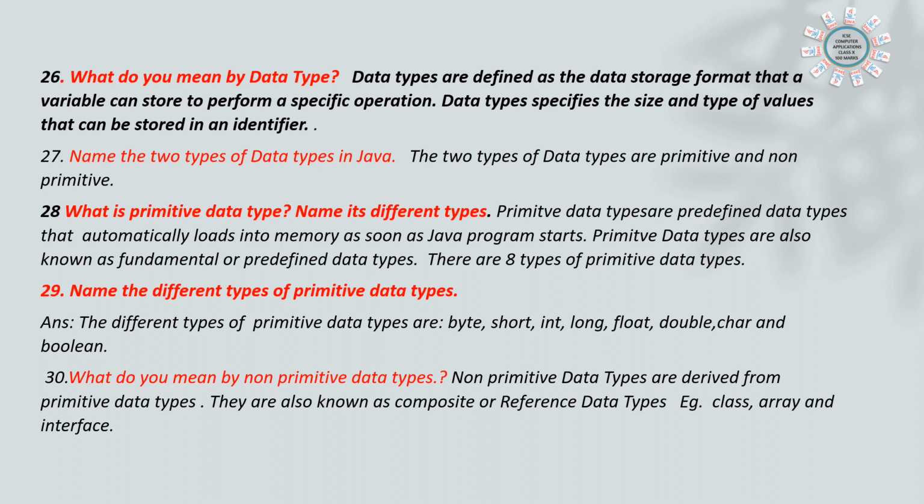What is the definition of data type? The data storage format that a variable can store. There are two types of data types, primitive and non-primitive. The definition of primitive and the different types of primitive, that means 8 types are there: byte, short, int, long, float, double, character, and boolean. And what do you mean by non-primitive data types? Definition with example. This you have to study.